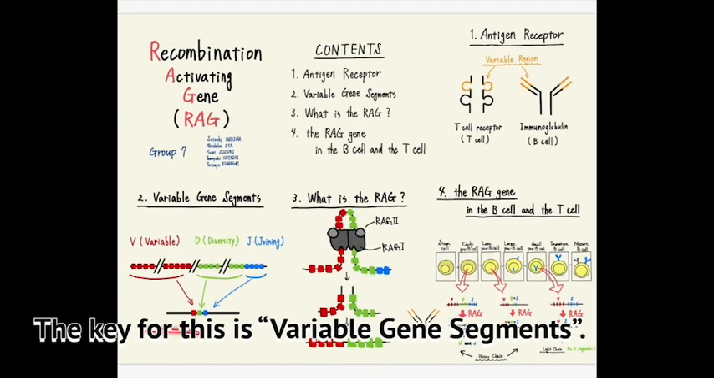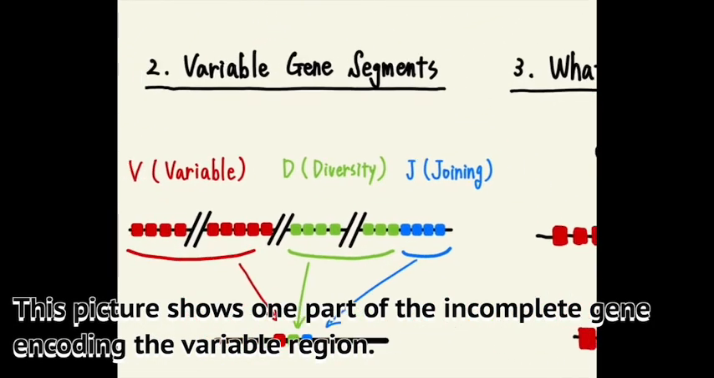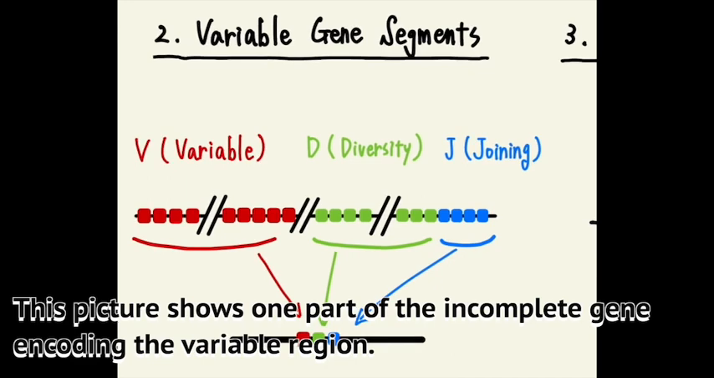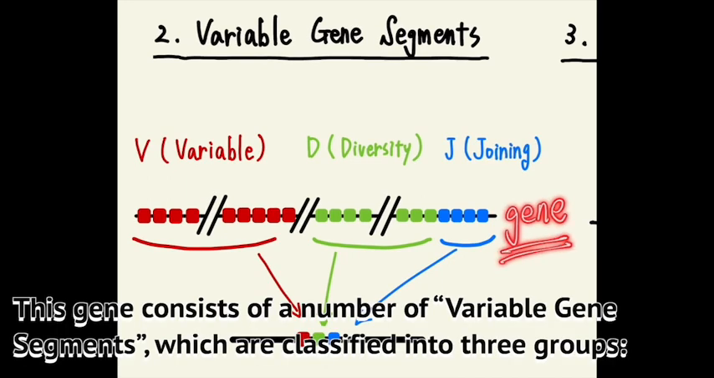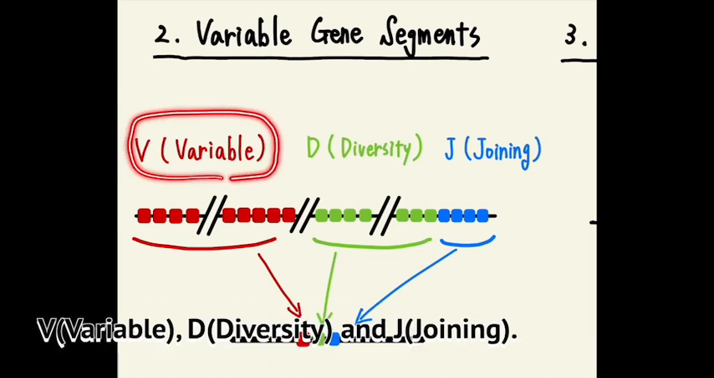The key for this is variable gene segments. This picture shows one part of the incomplete gene encoding the variable region. This gene consists of a number of variable gene segments, which are classified into 3 groups: variable, diversity, and joining.